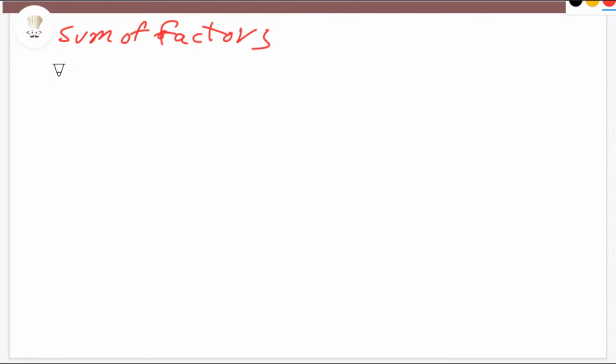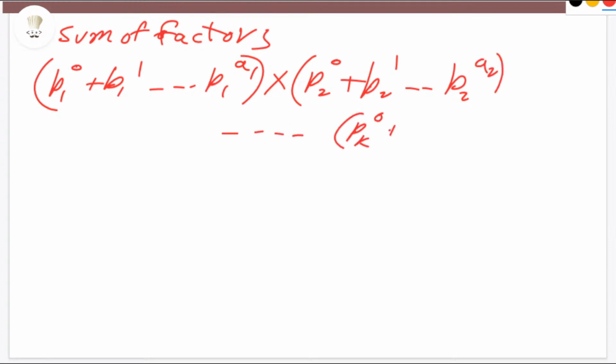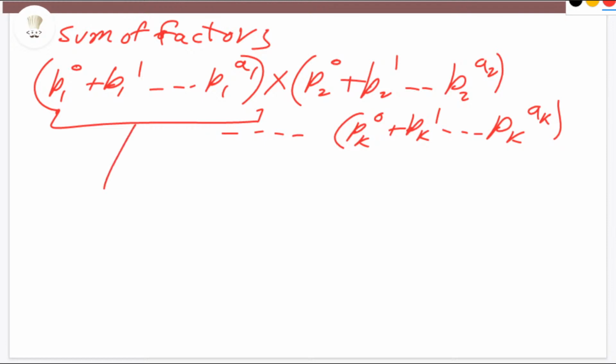would be P1 to the power 0 plus P1 to the power 1 up until P1 to the power A1, into P2 to the power 0 plus P2 to the power 1 up until P2 to the power A2, going like this up until Pk to the power 0 plus Pk to the power 1 up until Pk to the power Ak. We can reduce a single term like this as well, P1 to the power 0 plus P1 to the power 1 up until P1 to the power A1.